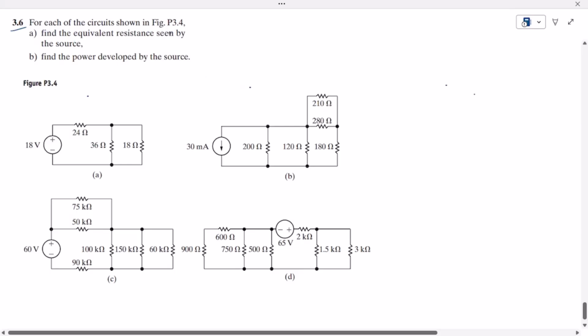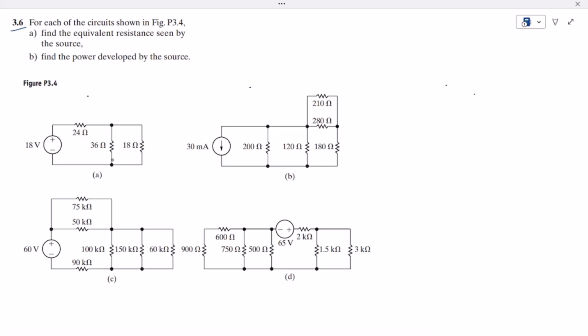This is question 3.6, and the statement of this question is: for each of the circuits shown in figure P3.4, which has sub-figures A, B, C and D, find the equivalent resistance seen by the source, and find the power developed by the source. We have to do it for each of the circuits as we have done in question 3.5.